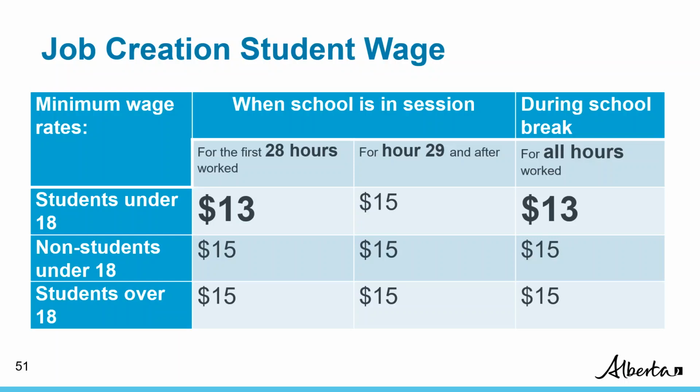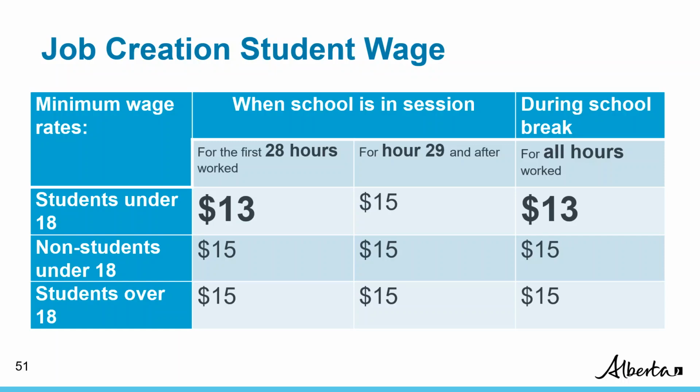Once it is determined that a worker is eligible for the job creation student wage, that being a student under 18, the next variable to look at is whether school is in session or if they are working during a school break. When school is in session, the 28-hour threshold applies. This means for the first 28 hours per week, a student receives $13 per hour. Starting with the hour 29 and up, they receive $15 for those extra hours. The first 28 hours are always at the $13 per hour rate.